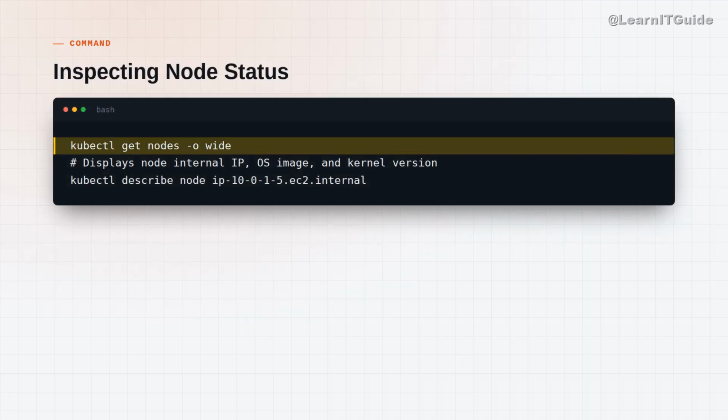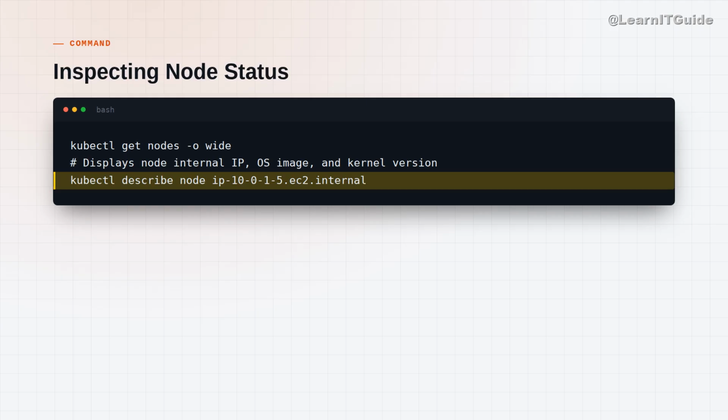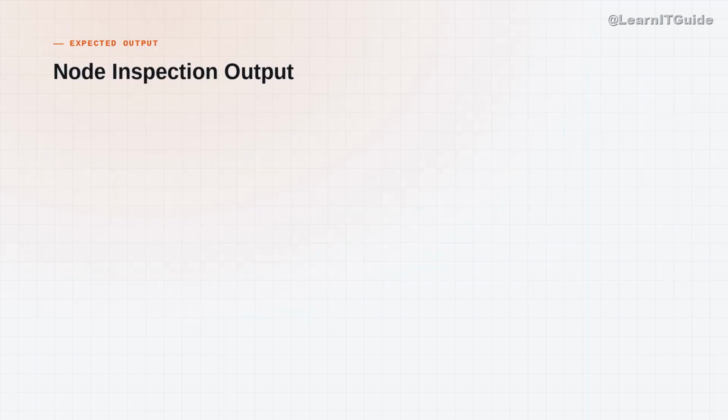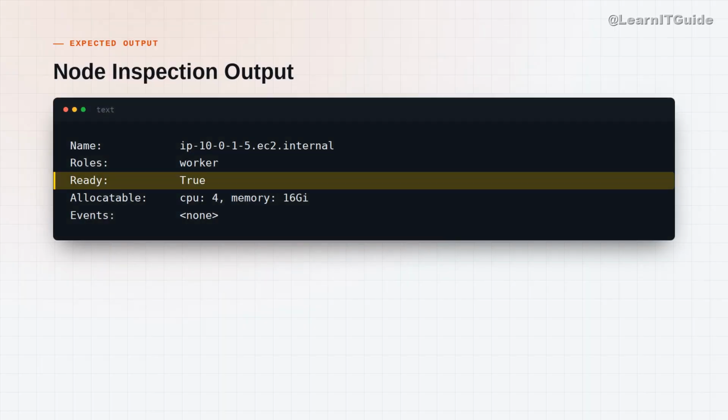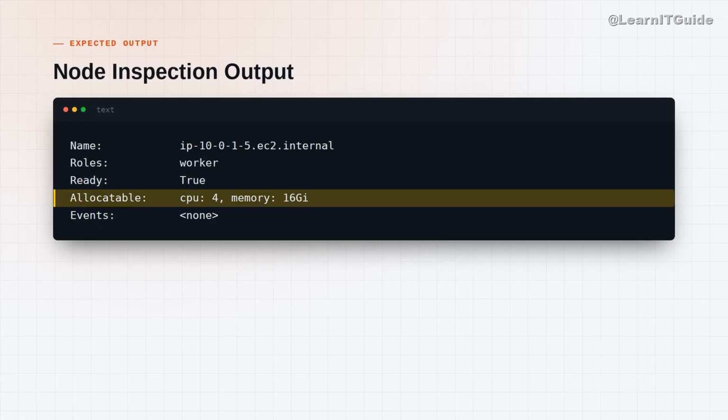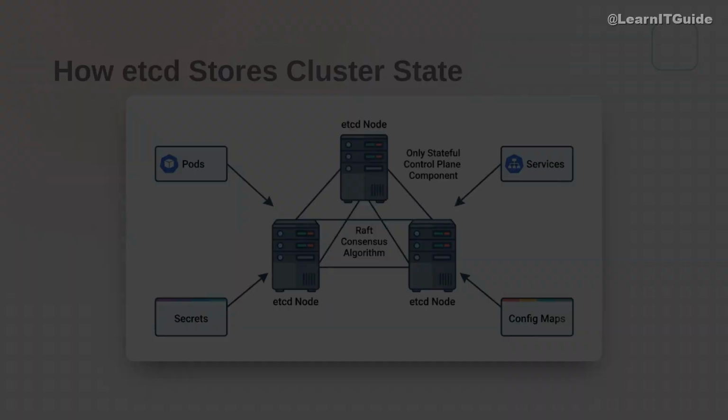When you run these commands, you are querying the state of the data plane. The first command on line 1 gives you a high-level view of your worker nodes and their infrastructure attributes. The command on line 3 is far more powerful. This is exactly what the output should look like. Notice the status is ready. If that status were false, the kubelet on that node would be unreachable. The allocatable values tell you exactly how much room you have for new workloads.